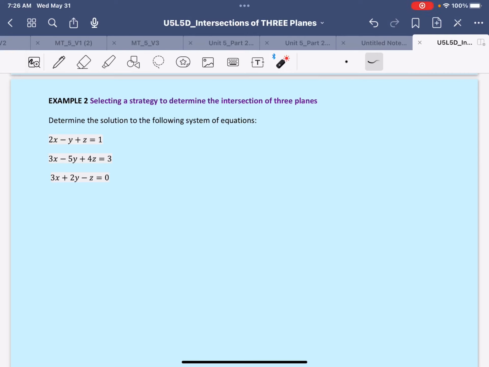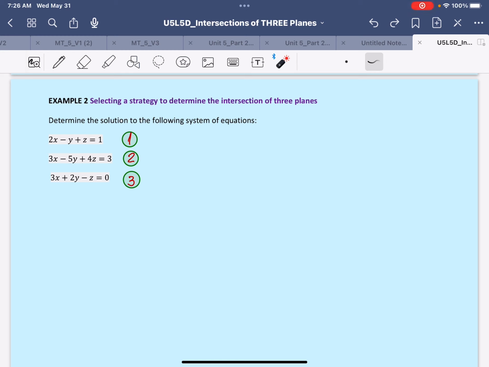Let's take a look at another example where we have to find the intersection made between three planes. As you can see here, we are given the scalar equations of three planes, and we're going to start off by numbering them. You can choose letters if you wish, A, B, C, and I choose to number them 1 to 3. It's the same thing, a matter of preference.